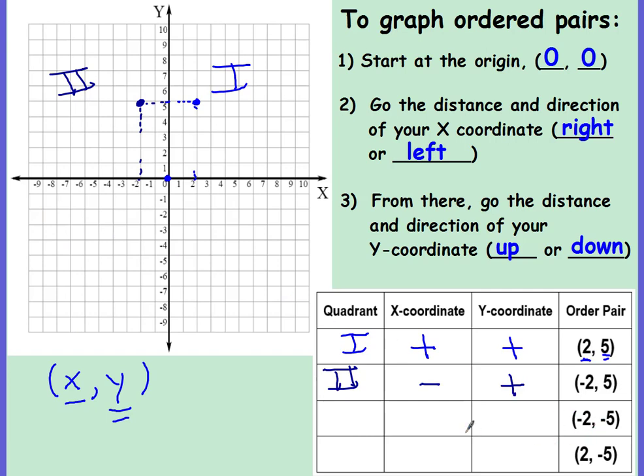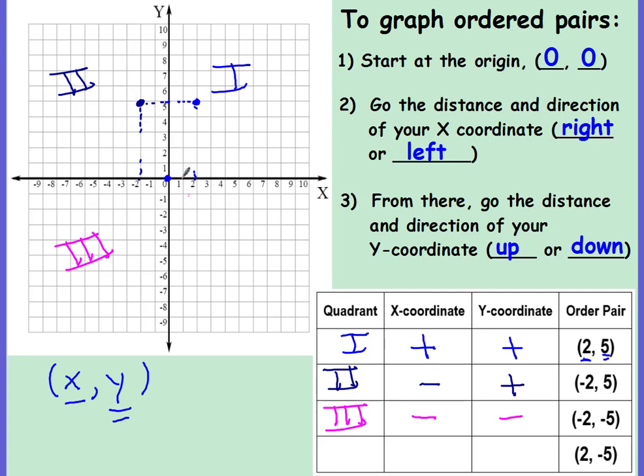In our third example, both the x-coordinate and the y-coordinate are negative. So my negative again for x is to the left of 0, and my negative y's are below 0. So this point would fall in this quadrant, which is quadrant 3.